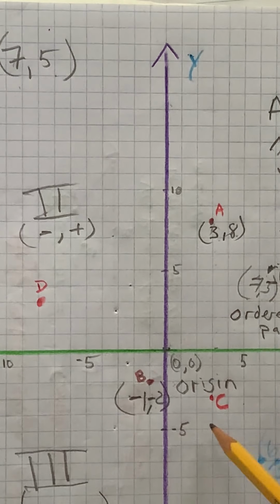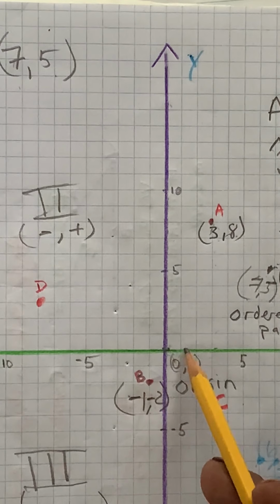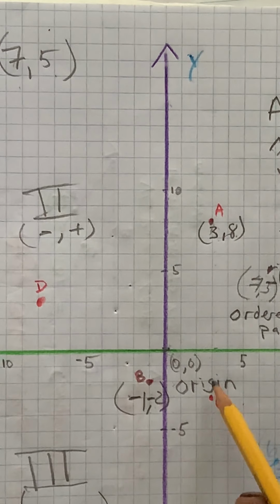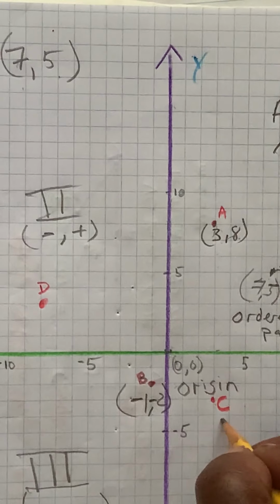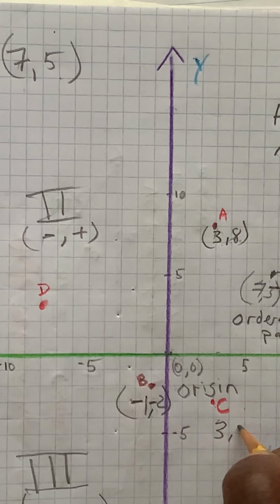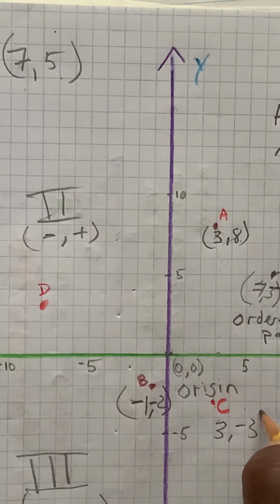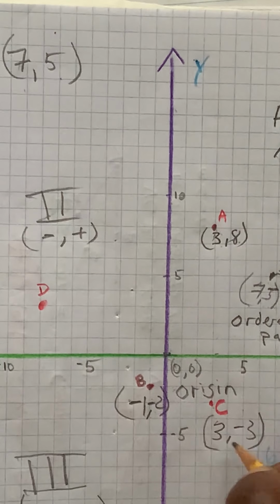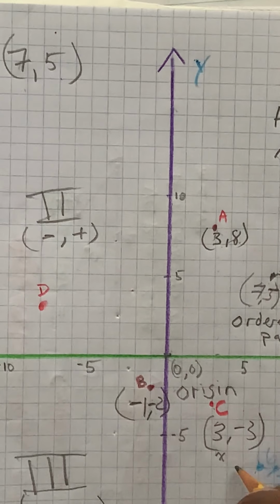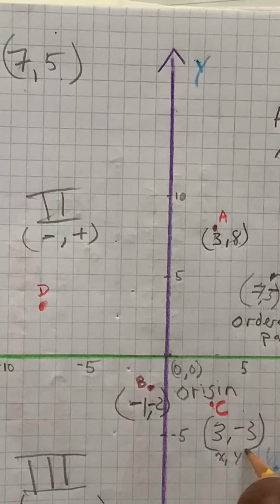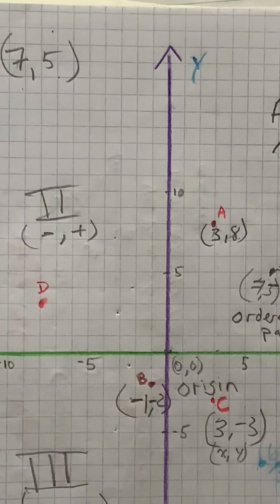So just finish it off. How about this point C? Where is it? It's at 1, 2, 3, and 1, 2, 3. So it's at positive 3 and negative 3. It's very important that you make sure that you know that x comes first. Just like in the alphabet, X is primero de Y.